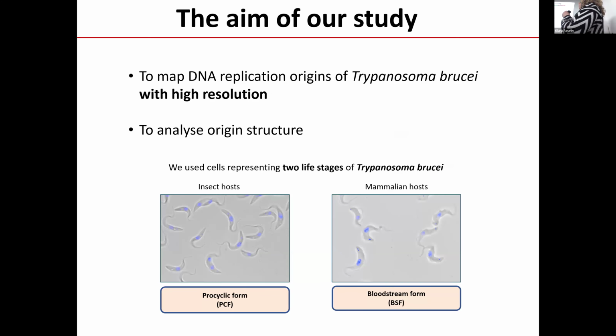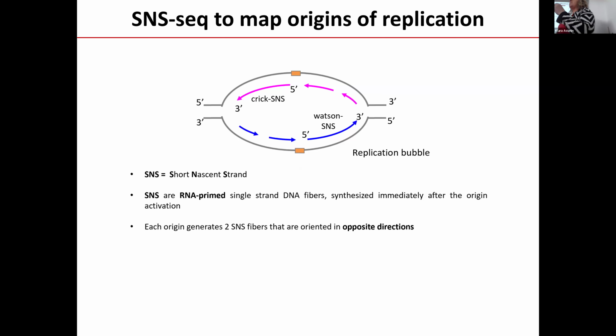So the aim of our study was to map the DNA replication origins of Trypanosoma brucei with a high resolution and to analyze the structure of the origins. So as I said, we used two life cycle stages, the procyclic form, PCF, and the bloodstream form, BSF, to do this experiment. So one way how you can map origins is by doing SNS-seq.